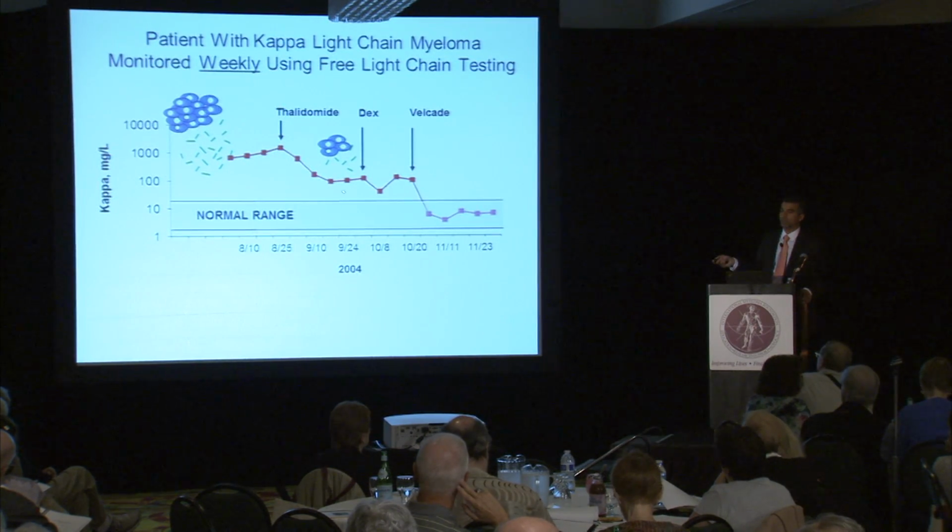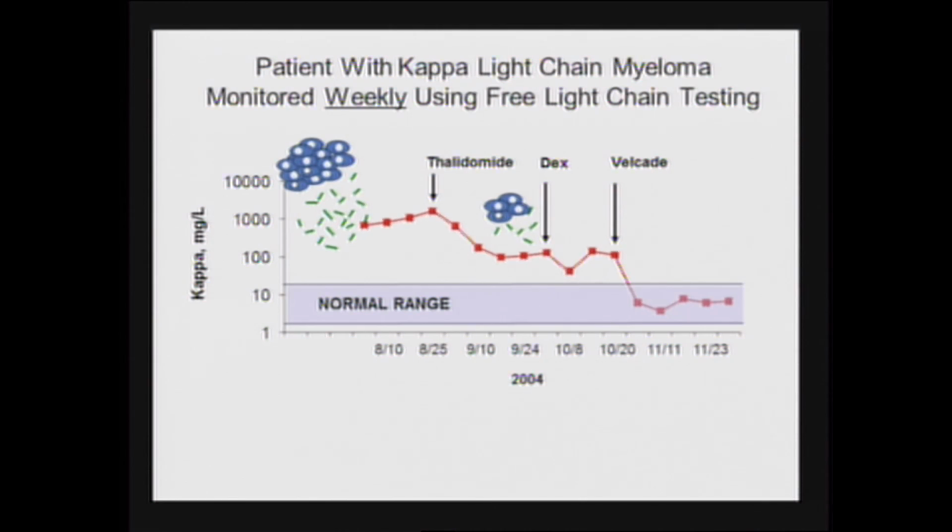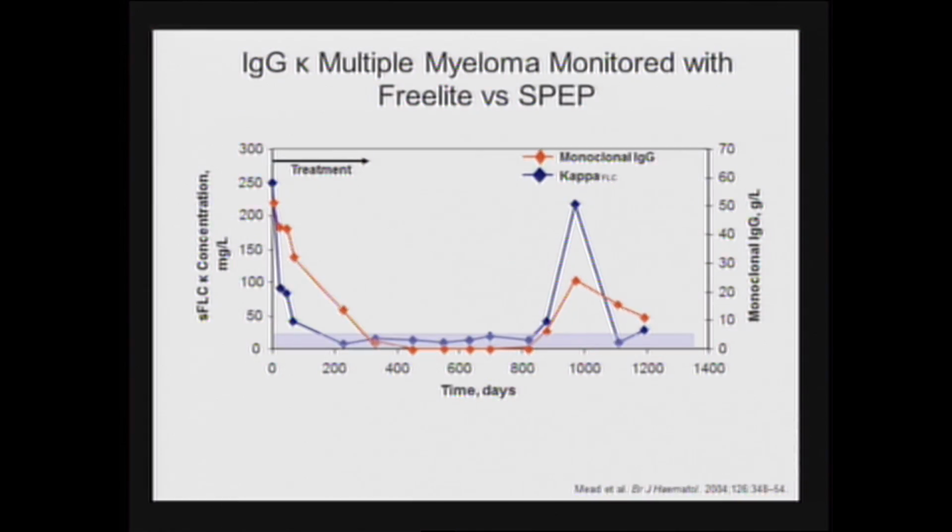Thalidomide worked quite nicely for a while, but then it leveled off. Dexamethasone was very transient, came down and then back up. So that wasn't working, and then Velcade brought that patient right back down into the normal range of light chains. So you can see how it can be used for monitoring therapy. And another example is, yep.